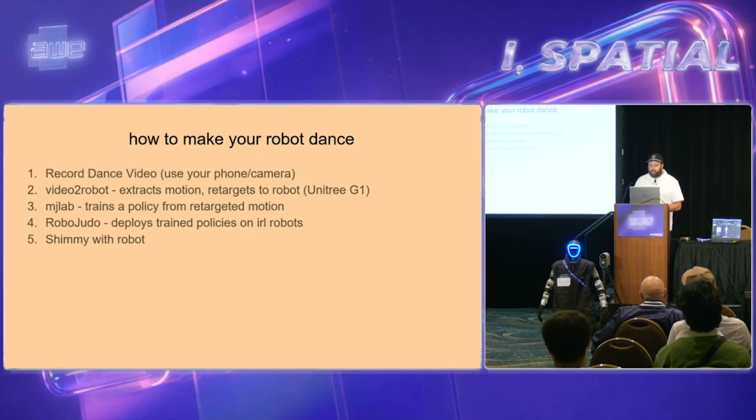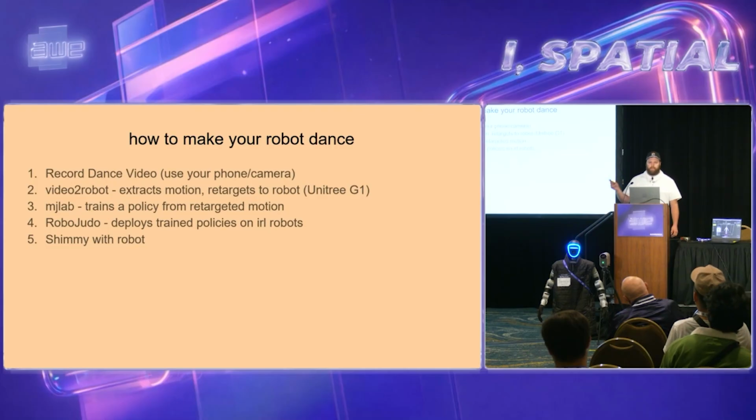So, quick 5-step pipeline for how to make your robot dance. This is the meat of what you guys came to learn. First, use your phone. Do your dance. Get it nicely framed. That's all you need to start. Video to robot is the repo where you'll then upload that and then get just the motion capture motion out, right? Which is damn cool, but it's not everything you need.